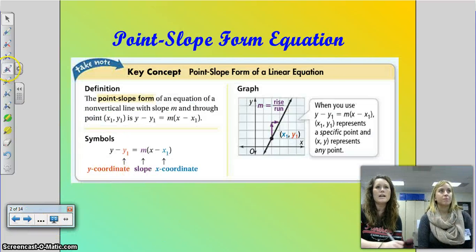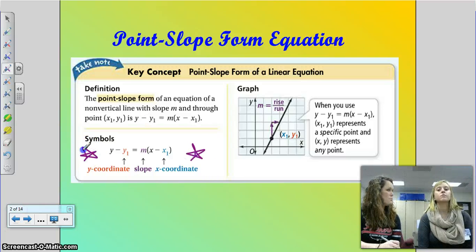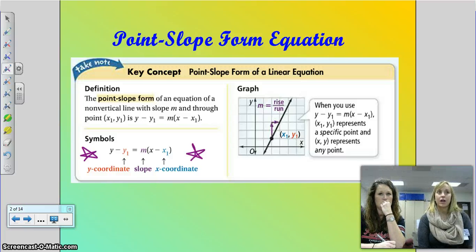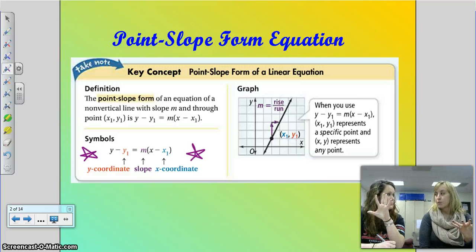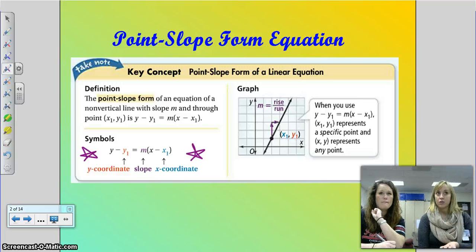You're going to want to put a big fat star here and here because this is point slope form. y minus y1 equals m times the quantity x minus x1. x1, y1 make up your ordered pair. m is still your slope. Didn't change, not at all.